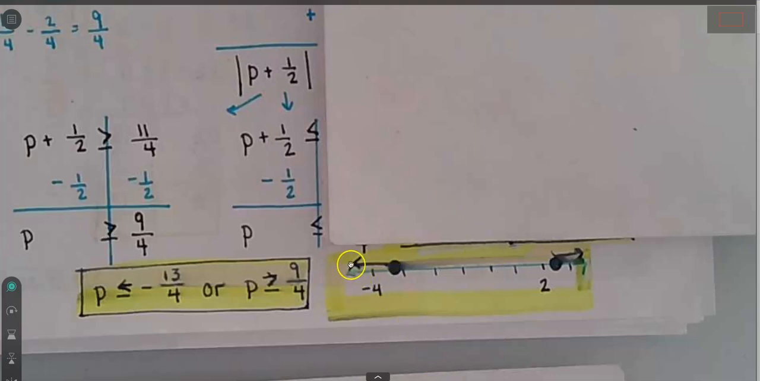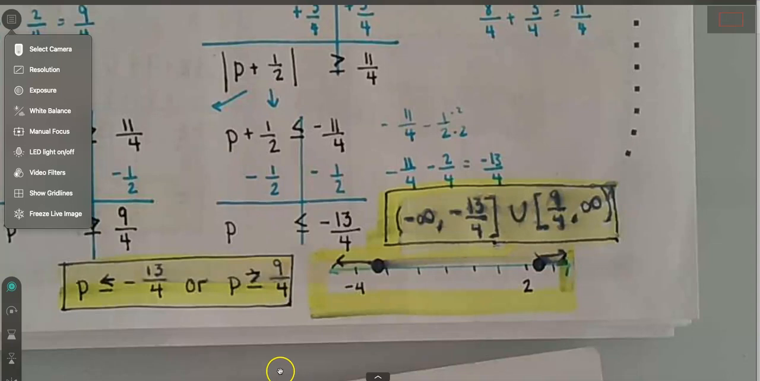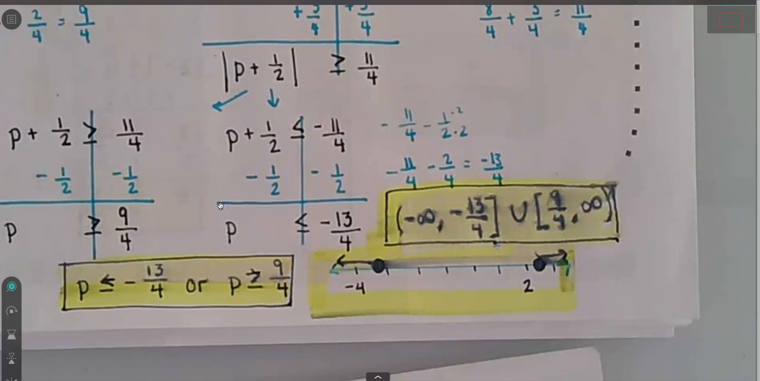So the line goes from negative infinity to negative 13 over 4 with a bracket, and then there's a U because there's a gap. And then from 9 over 4 with a bracket to positive infinity. So here is the answer. Sorry, it's smeared. Negative infinity to negative 13 over 4 bracket with a U, 9 over 4 with a bracket to infinity. Any questions?